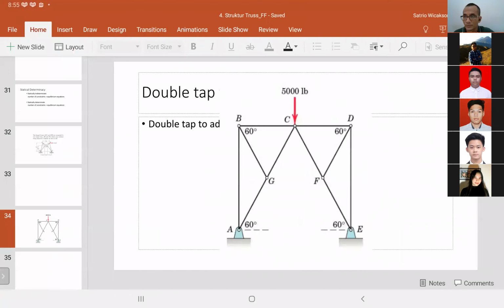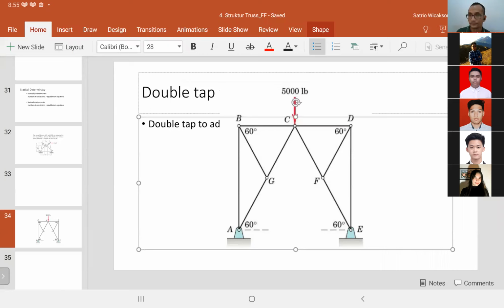Yeah. What's your question again? If the section cut is at C... So basically for this one, we don't use a section, but at joint C, we release joint C. So it becomes 2 separate structures, right?